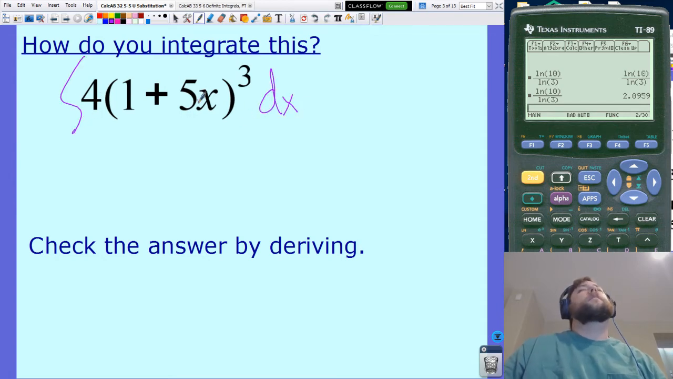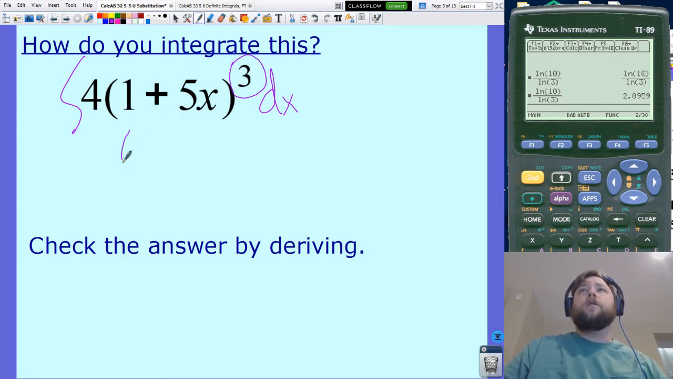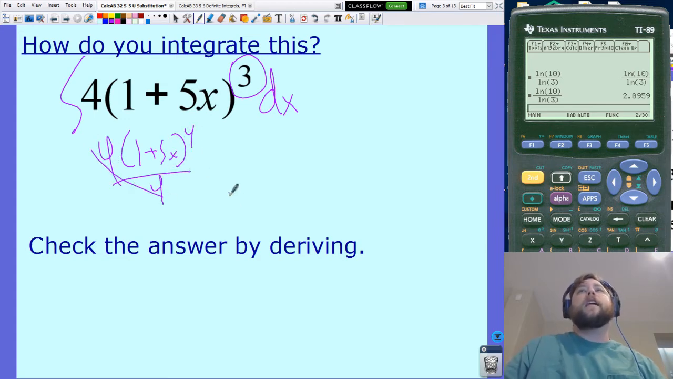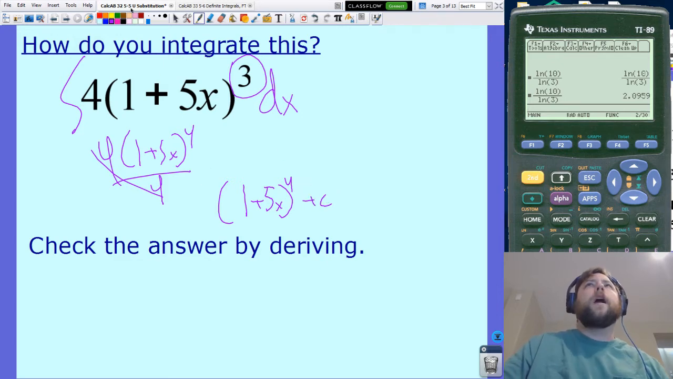And if you're thinking of our power rule and you just tried with just the power rules we've learned before, you say, oh, the third power, right? So you go just 1 plus 5x to the fourth power and divide by the new exponent. And you say, yeah, that's my answer, right? So my answer is 1 plus 5x to the fourth plus c. Well, let's derive what we just got and see if this actually goes back to that.